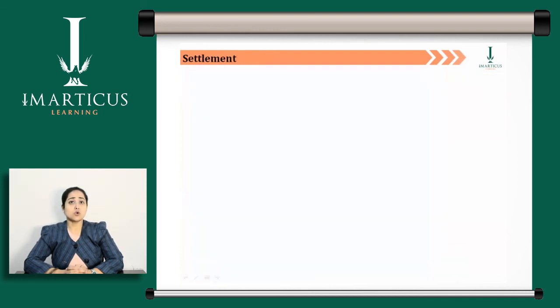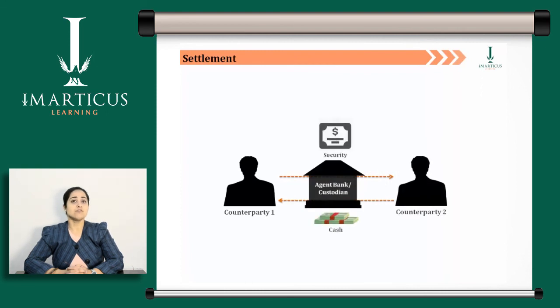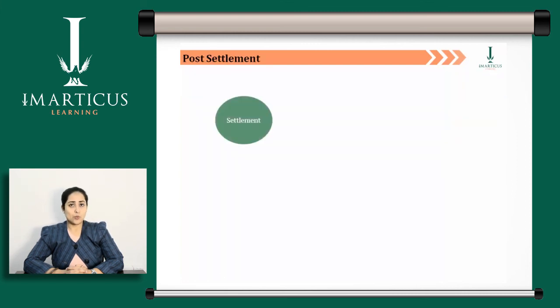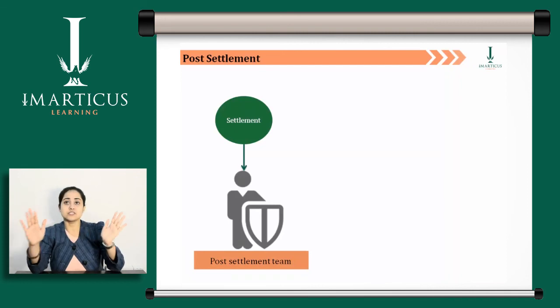Now, let us look at how a settlement is done. Once the pre-settlement functions are complete, the parties of a transaction will then have the process of instructing the agent bank or custodian to transfer cash or securities to the counterparties, known as settlement. It takes place on a date known as the settlement date. For example, for a bond, the buyer will get the ownership of the bond and pay the dirty price to the seller.